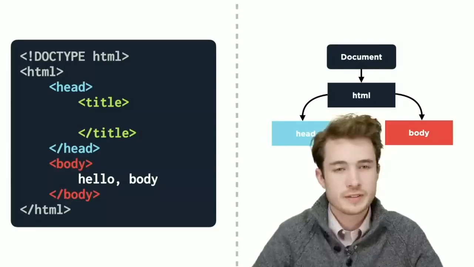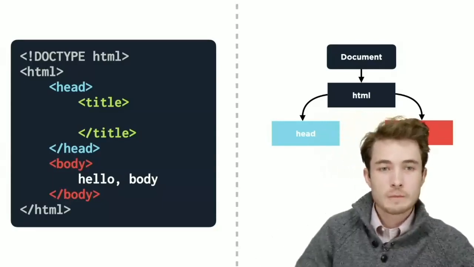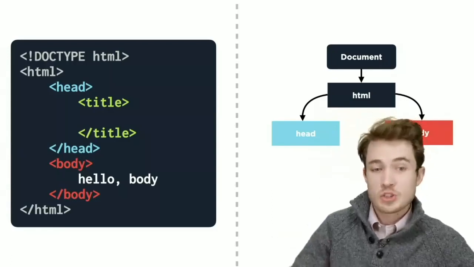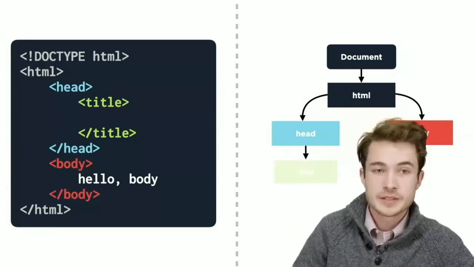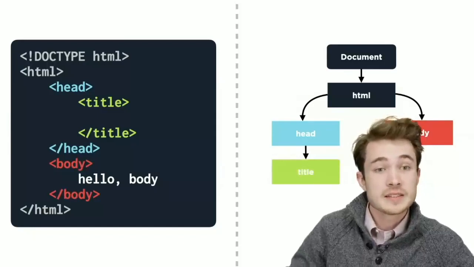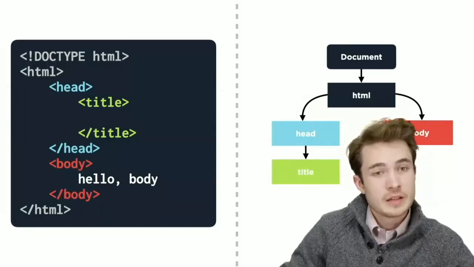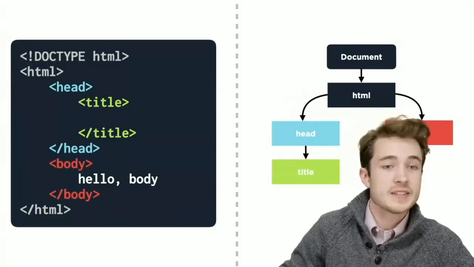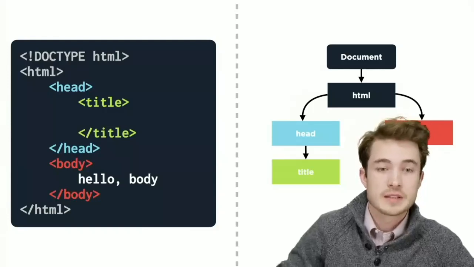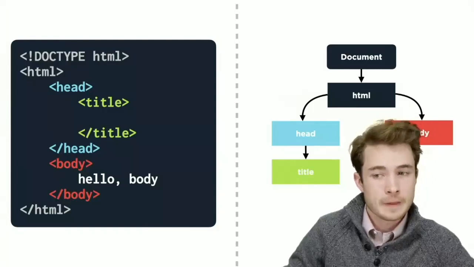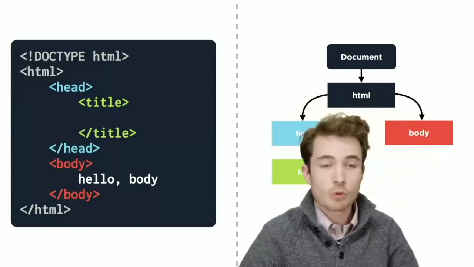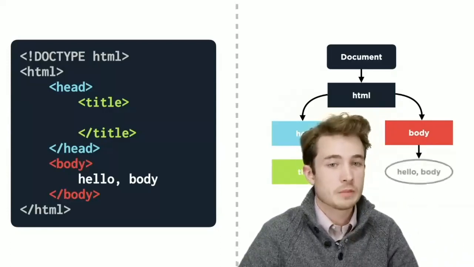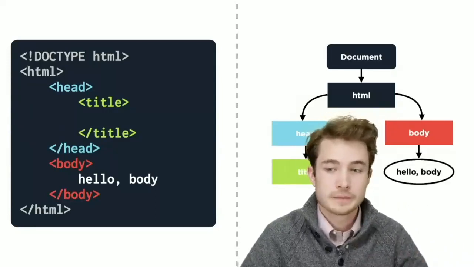So what we'll see is if I go back to this visual, underneath head, we'll now have this child called the title element, right? Because again, it's inside of the head element because notice how the title tags are all encased inside of the head tags. That means title is a child of head. And now underneath body, well, we'll see that the hello body text shows up inside of our tree, right?